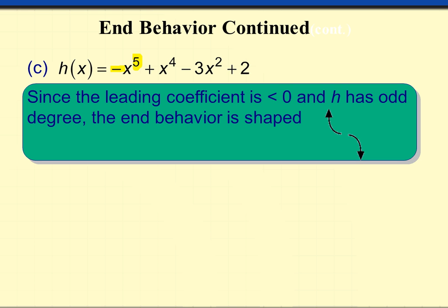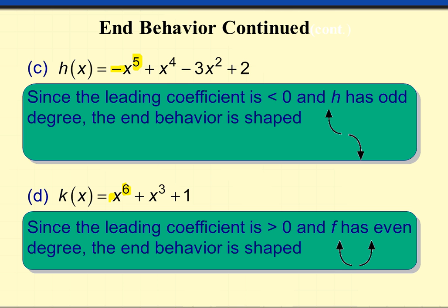Okay, left is up and right is down. Lastly, we have a polynomial, k of x is equal to x to the 6 plus x cubed plus 1. We look for the degree, which is 6. Aha, that's even, so the ends point the same direction. And the leading coefficient is understood to be +1, so they both point up rather than down. And so that's the way we would know the ends look.